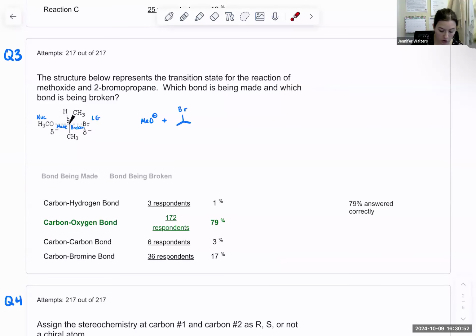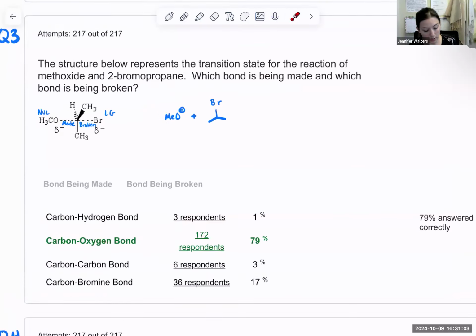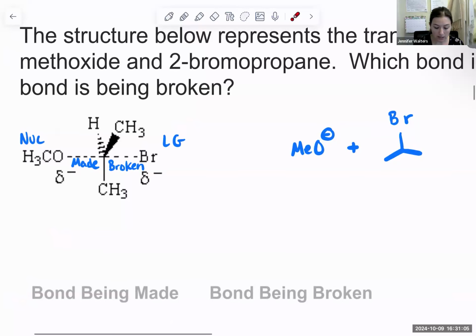Question 3. The structure below represents a transition state for a reaction between methoxide and 2-bromopropane. So that is methoxide, that is 2-bromopropane. Which bond is being made? Which one is being broken? Well, the fact that this is all concerted tells me it's SN2. So that means I'm doing nucleophile attacks as leaving group leaves. So I'm making that oxygen-carbon bond. I am breaking the carbon-bromine bond.